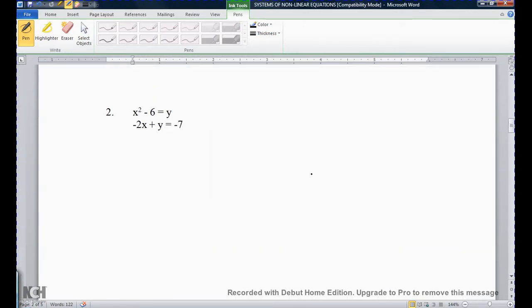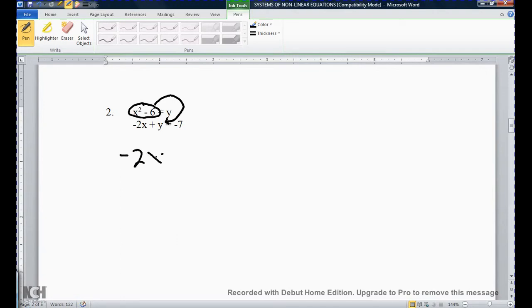Now, we're going to do some examples that have non-linear equations. Like this first one, x squared minus 6 equals y. That's a quadratic. It's a parabola, if you were to graph it. So if you notice, this already has y equals. So I'm going to take this and substitute it into y there.